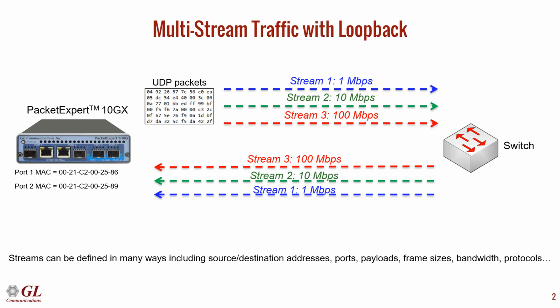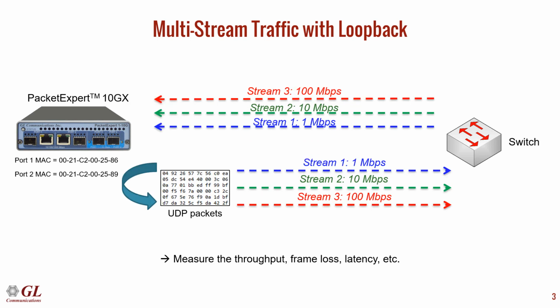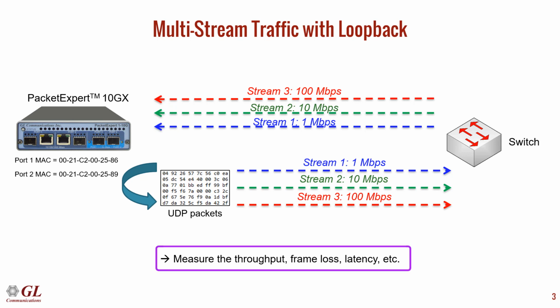In this simple example, we will generate 3 separate streams of traffic of varying bandwidth. PacketExpert will connect to a switch and send UDP packets from port 1 to port 2 of the same PacketExpert device. Port 2 will operate in loopback mode and swap the source and destination MAC and IP addresses and UDP ports and retransmit back to port 1. We will measure throughput, frame loss, latency, and other statistics for each individual stream.